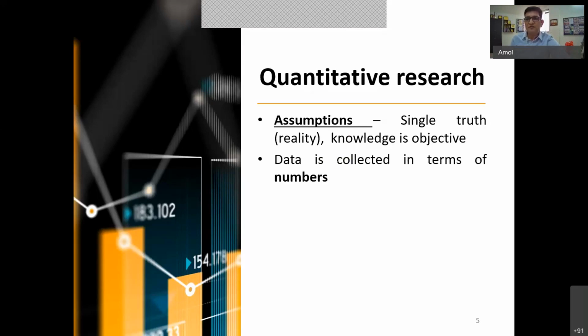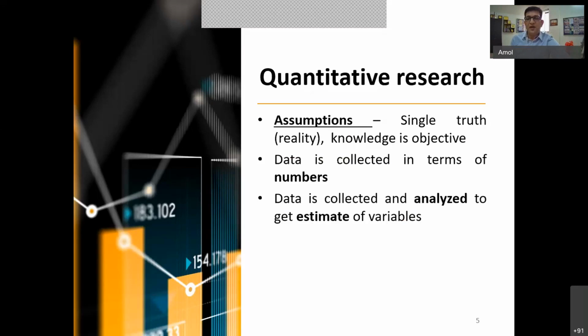So data is collected in terms of numbers. The purpose of analysis is to estimate something out of those numbers, and matching is done on that. We are all familiar with the test of hypothesis. We have some assumptions even for the test of hypothesis. Then we get a significance value, the p-value, that we look for, and we make a choice about the null hypothesis or alternative hypothesis based on the p-value. It is a very commonly used approach in most research.